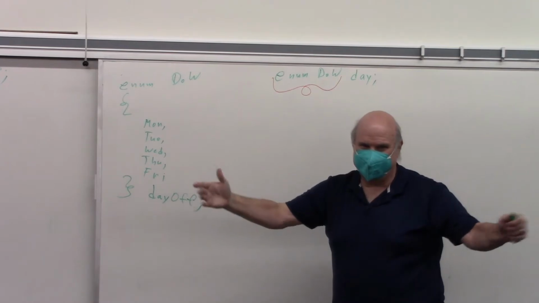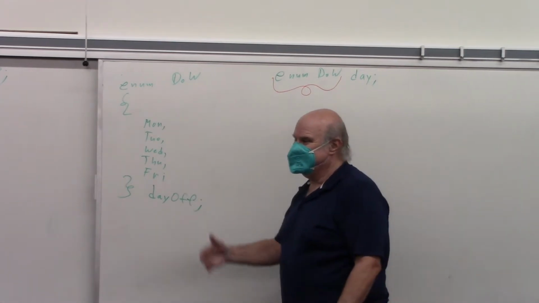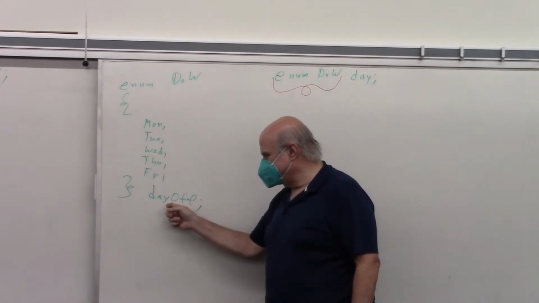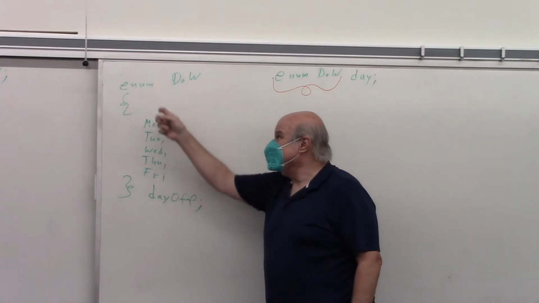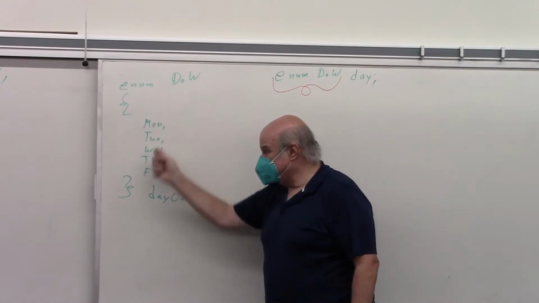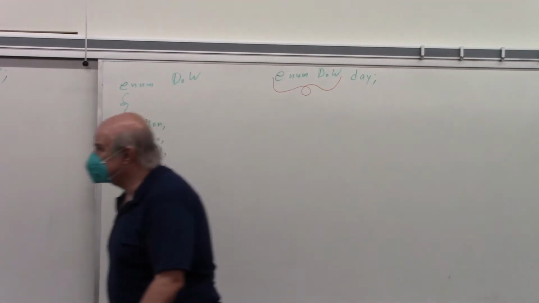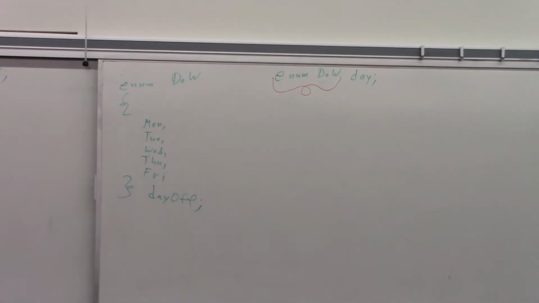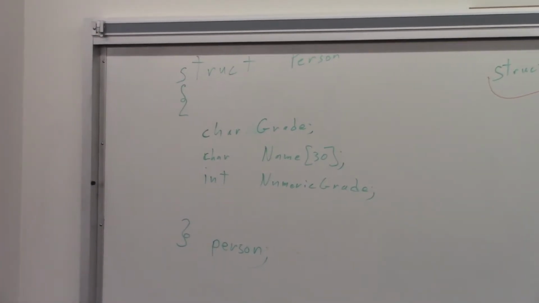But we're dealing with C here, so this is what is allowed in C. You can declare the variable right after the type. Similarly to how you can do this with the enum, you can also do this with the structure. You can also declare a variable named person as you continue to declare the structure.